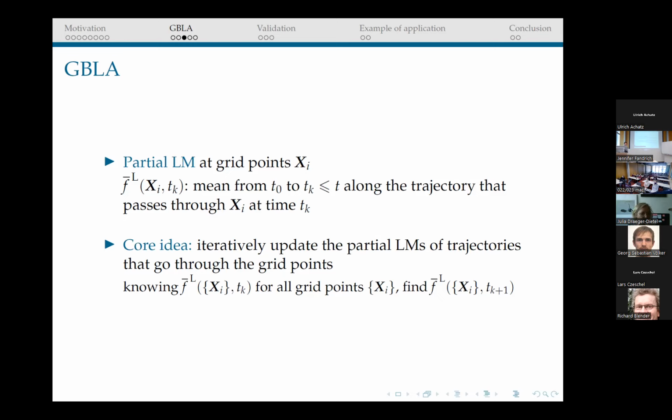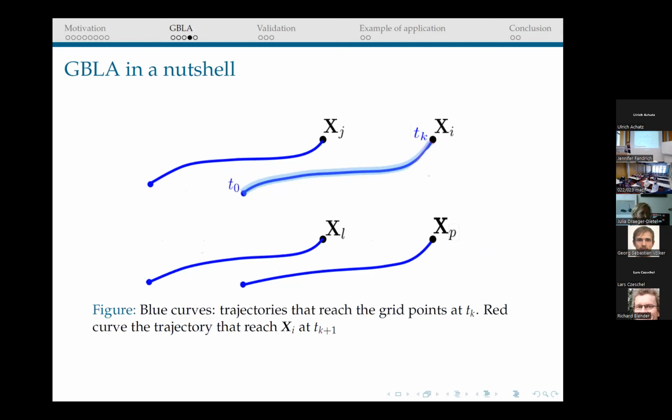So the core idea is to iteratively update these Lagrangian means. If we know the Lagrangian means of all the particles that end up at our grid points at time tk, we want to find the Lagrangian mean of a new set of trajectories that end up at our grid points again, but at time tk plus 1. And the Lagrangian mean is extended from t0 to tk plus 1 instead of from t0 to tk. I'll explain this better in a figure. Probably my last sentence was not very clear.